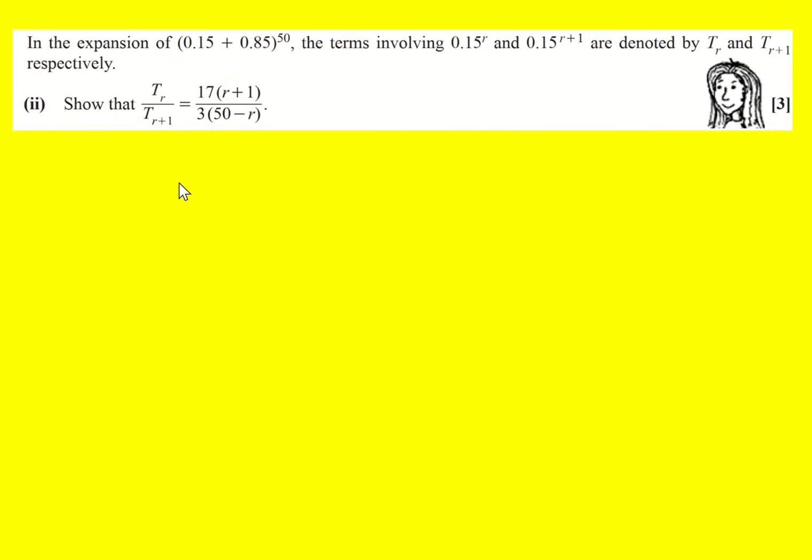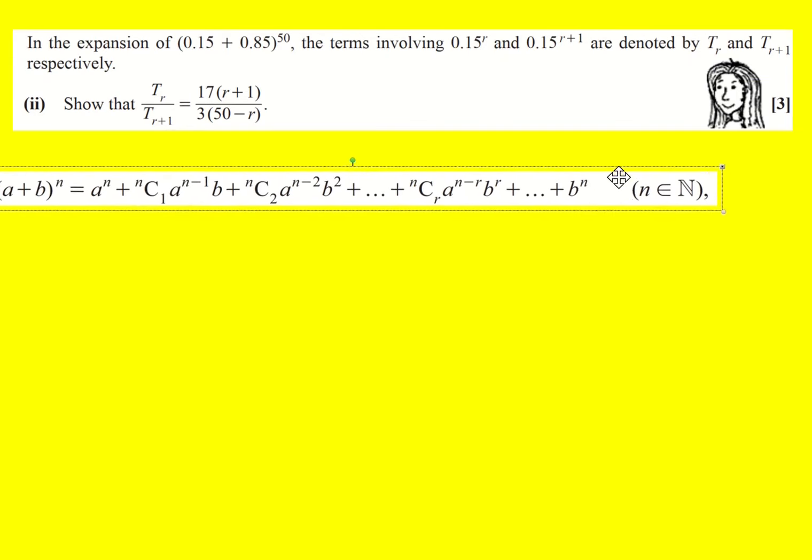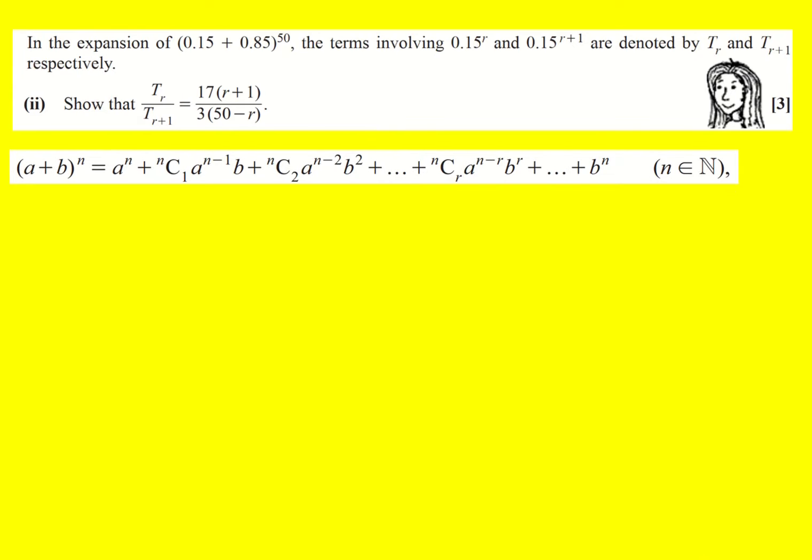So I'm just going to scroll down the page, I've copy and pasted this, and I'm also going to copy and paste one other thing, which is the binomial expansion formula. This question links the binomial distribution to the binomial expansion. So in my case, A is 0.15 and B is 0.85 and N is 50. And if I want the term 0.15 to the r, it's the term which has A to the r essentially. I'm going to take this but modify it slightly.